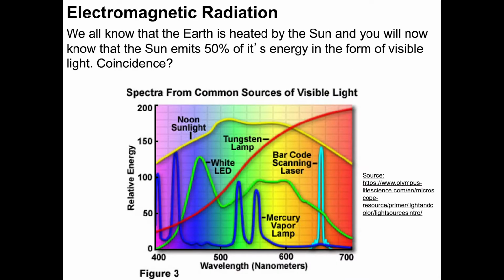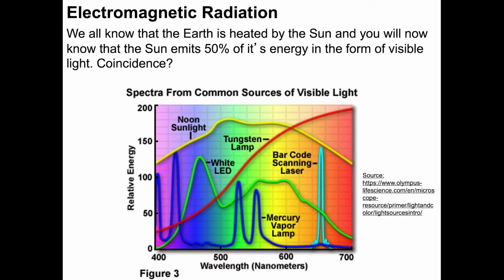We all know that the Earth is heated by the sun, and we now, thanks to this slide, know that the sun emits about 50% of its energy in the form of visible light. Is this a coincidence? Probably not. We probably evolved our vertebrate eyes to capture this most common series of wavelengths that are emitted from the sun, and we call that eyesight. We have evolved the ability to see this incoming radiation, at least a lot of it.